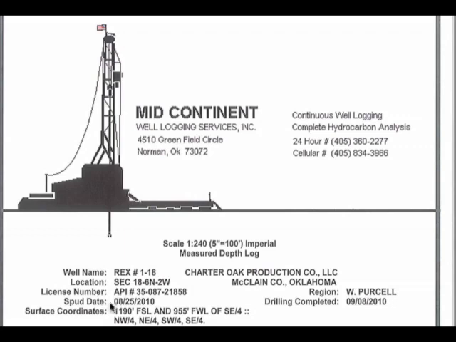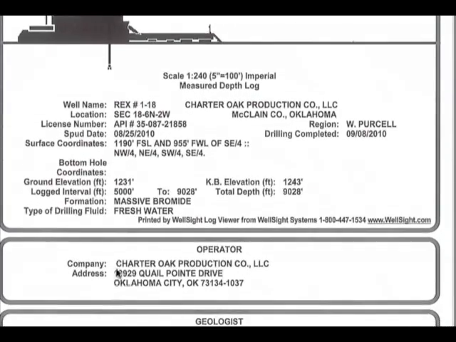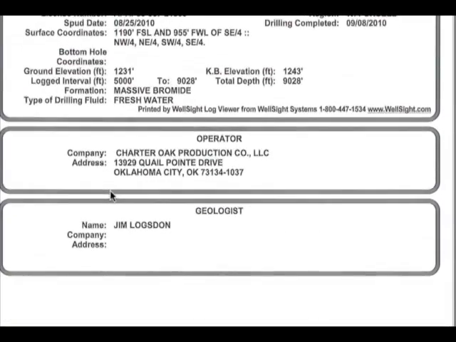The spud date, when we commenced drilling operations, the coordinates, the ground elevation, the logged interval, that's where they started logging. Typically we start mud logging at a depth sufficient to catch our first prospective zone, which is usually 5,000 to 7,000 feet where we start mud logging in McLean County. It gives you the operator and the geologist on the well.